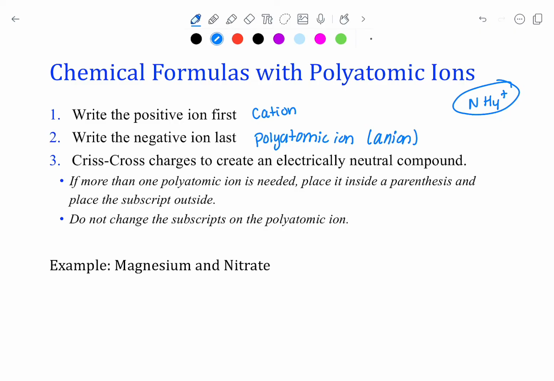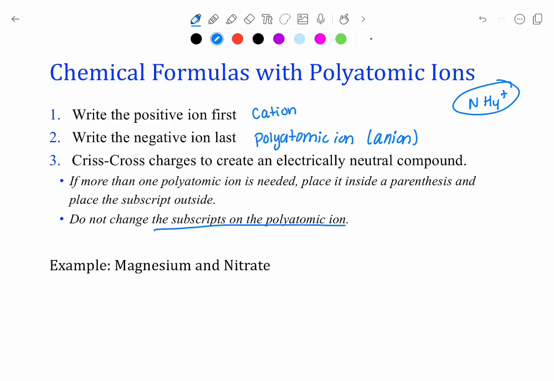Then what you're going to do is our crisscross charges to create our electrically neutral compound. And if more than one polyatomic ion is needed, we're going to put it inside parentheses and place the subscript outside of the parentheses, like we saw in our previous example. And what we're not going to do is change the subscripts on our polyatomic ions. Those stay the same. We keep our polyatomics together.